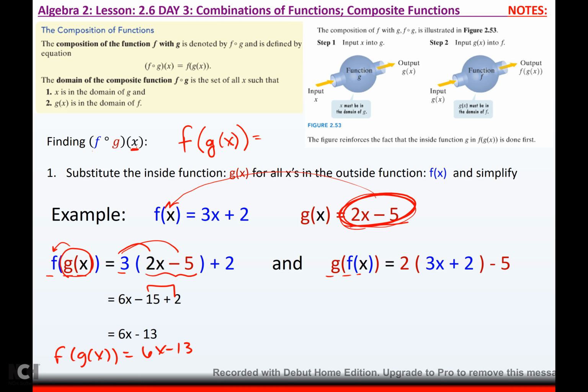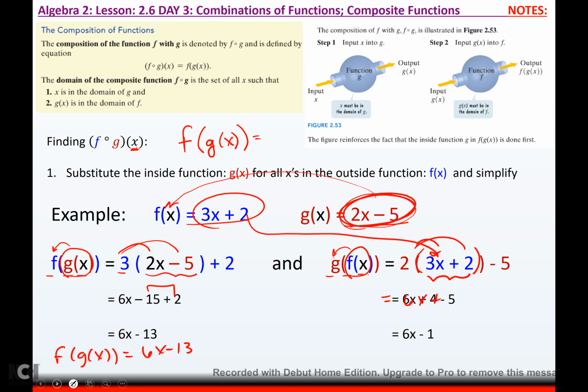Now g of f of x says go get the f function and take it to the G party. The G party says 2 times whatever you brought minus 5. I brought the f function and plugged it in for the x. So if I simplify that, I get 6x plus 4 minus 5.